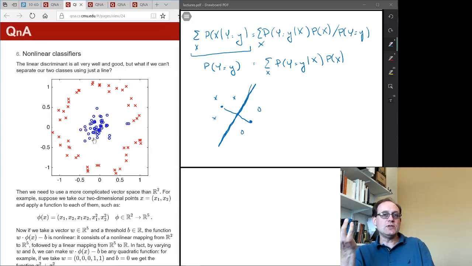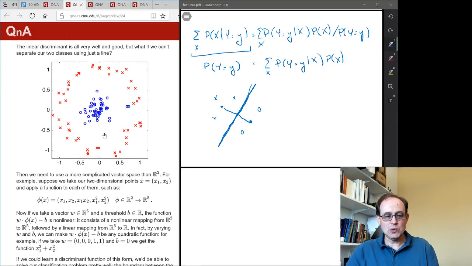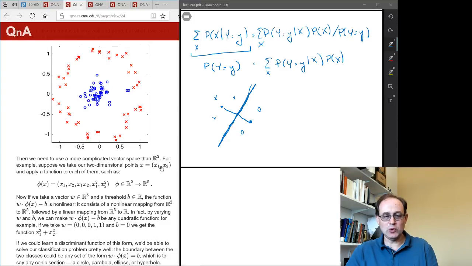What we do is we use a more complicated vector space than just R2. And here, more complicated does not mean very much more complicated. So what we're going to do is take our two-dimensional points, which we'll call x1, x2, and apply a function phi to each one of them. Here is a function that maps R2 to R5. It maps x1, x2 to the vector whose coordinates are x1, x2, the product of x1 and x2, the square of x1 and the square of x2, right?